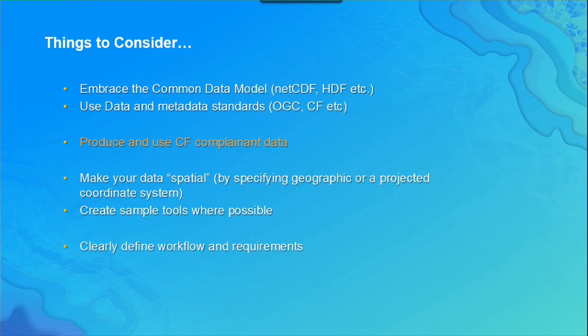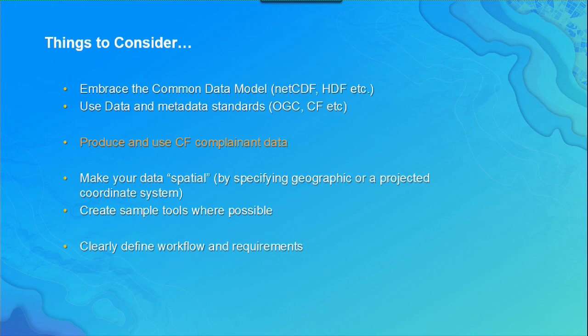So going back and thinking, some of the stuff that you have to think about when you are working with this kind of data: when you're writing this data, write in the right format and embrace the common data model, because they all have standards and you have to follow the standards, otherwise we won't be able to read it, right? And use data and metadata standards that are specified in CF and OGC, otherwise again we won't have a roadmap to read that data correctly.